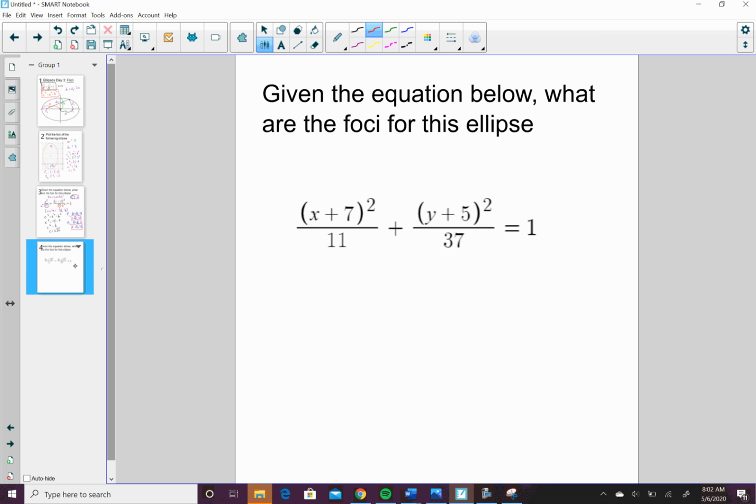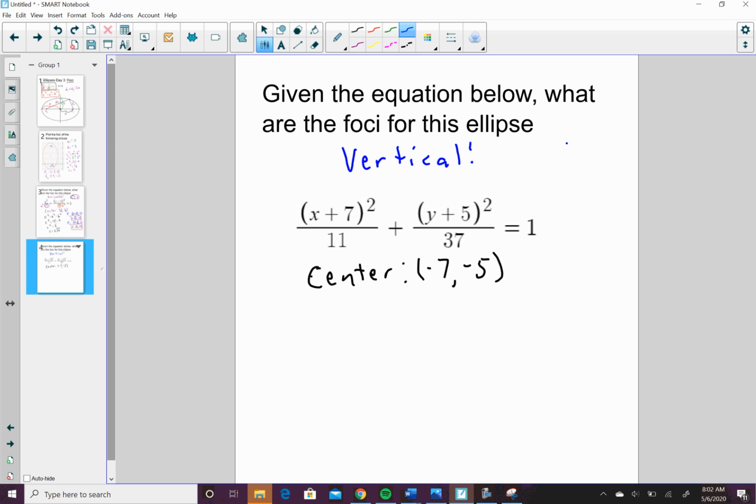So let's look at another example. Same directions, I want to find the foci. So let's identify the center. Well, the center is -7, -5. Let's figure out next if this is a vertical or horizontal ellipse. Well, I know it's going to be vertical. How do I know that? Well, the bigger number, the bigger denominator, which is 37, that's underneath y. So I know it's going to be vertical.